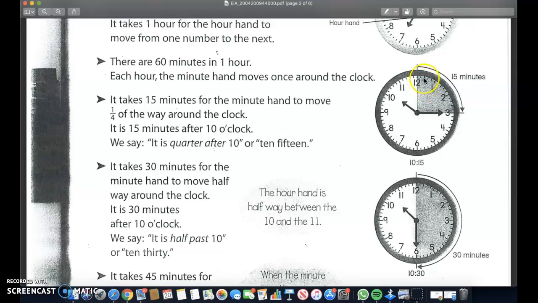If we look here, the clock has moved 15 minutes. It takes 15 minutes for the minute hand to move 1/4 of the way around a clock. So therefore, it is 15 minutes after 10 o'clock. I look at my short hand, and it's pointing at the 10. So that's the hour. So I know it's 10. And then I look at my long hand, or my minute hand, and it shows me it's at 15. Therefore, I know that it's 10:15, or because the minute hand has moved 1/4 of the way around the clock, I know that it's quarter after.